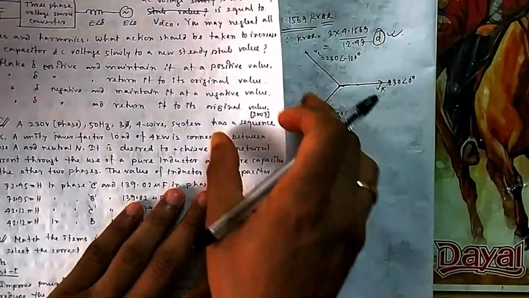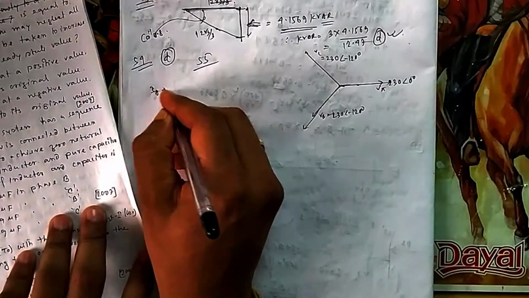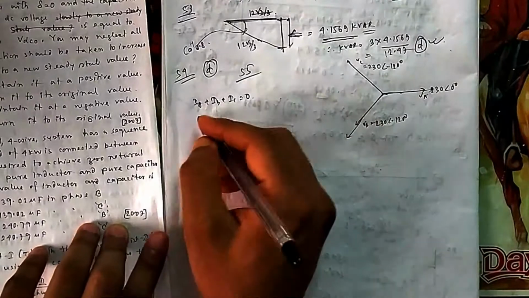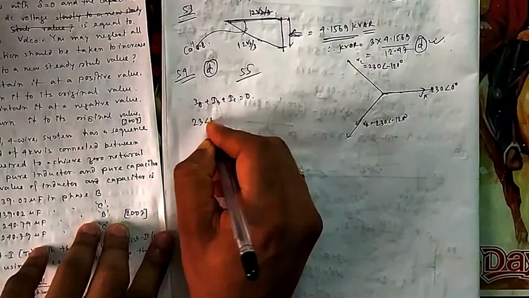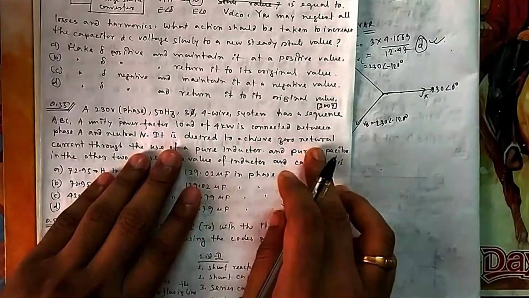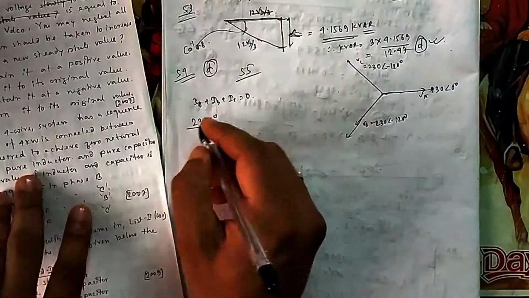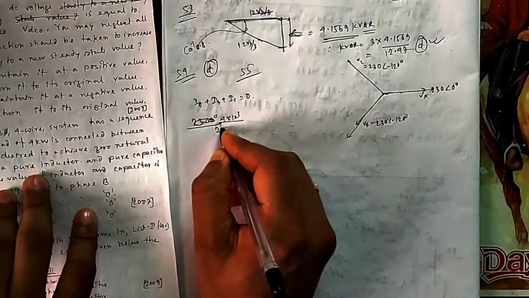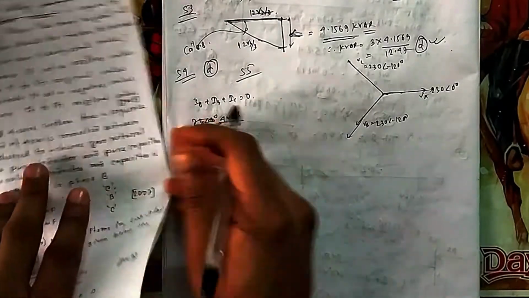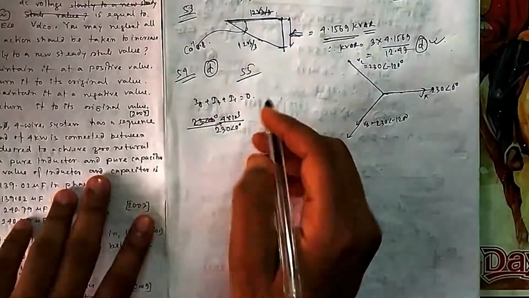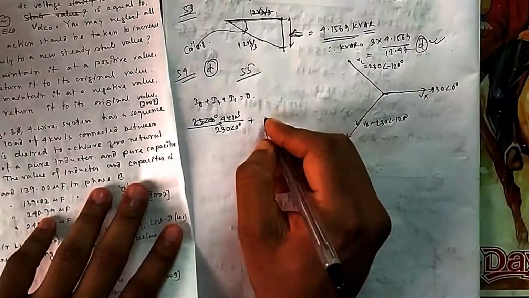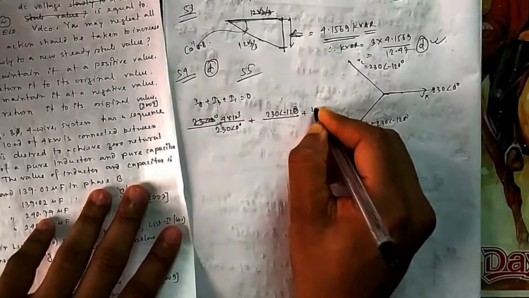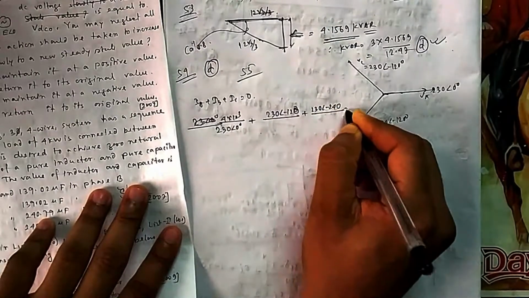Because you need the neutral current to be 0, IA plus IB plus IC is 0. You can use the formula equations, but it will take some time. You can also do it by phasor diagram. What is the load they have given? 4 kilowatt. So it will be 4 into 10 to the power 3, and it is unity power factor, so you divide by 230 at angle 0, because 230 is the phase value. Plus you don't know IB and IC: that will be 230 at an angle of minus 120 divided by something I don't know, plus 230 at an angle of minus 240 divided by something I don't know, and the total is 0.